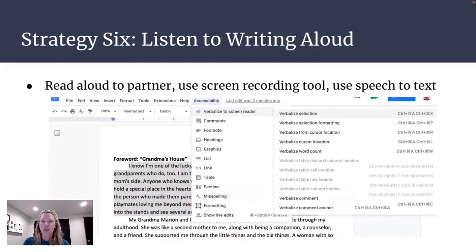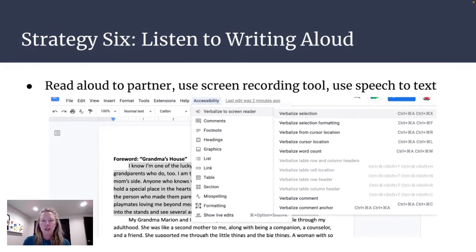Strategy 6 is to listen to writing aloud. So when you can hear your writing, it really helps you hear your sentences, how they flow together. There are a couple of different ways to do this. A real simple way is to have students partner up and read their writing aloud to each other. Another way is to use a screen recording app like Screencastify, have students read their writing piece into the app and listen back to it, and then they can really hear themselves as they follow along on the screen with their writing.